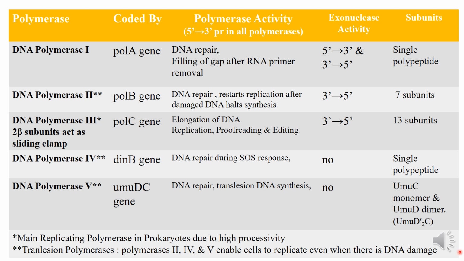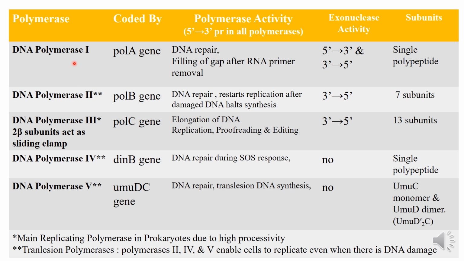Now this is a comparative table of 5 different types of prokaryotic polymerases. We will take a look at that. So we will assess them by the type, the gene coded by them, the 5 prime to 3 prime polymerase activity. This 5 prime to 3 prime polymerase activity is exhibited by all the polymerases, exonuclease activity and different subunits present in each polymerase.